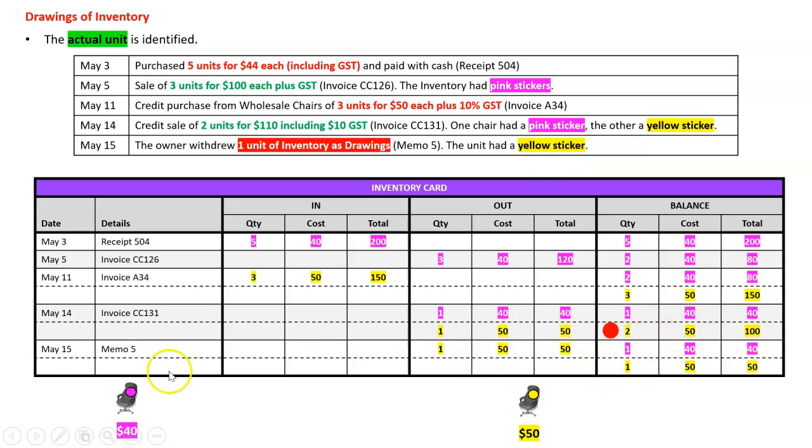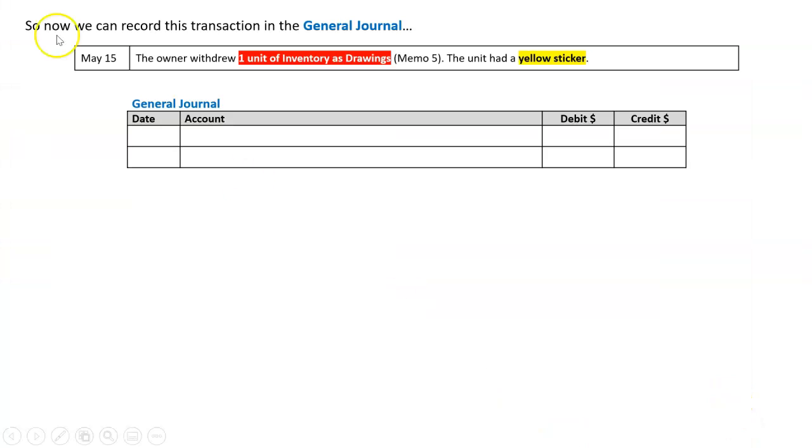So the owner is actually going to take, so we do the date, May 15th, the memo number. We've got 1 unit at $50. The owner took 1 with a yellow sticker. So now what we're left with is 1 unit at $40 here, a pink one, and 1 yellow stickered chair at $50 there. And why we're doing this is so that we can do a general journal entry.